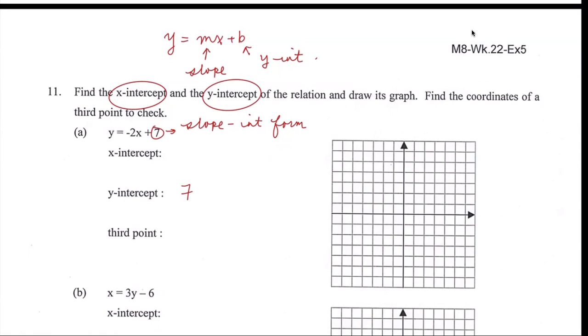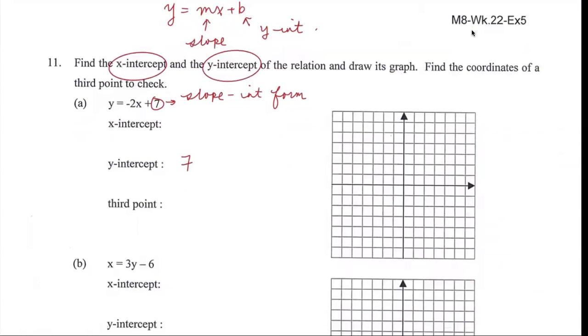The x-intercept is when y is equal to 0. So this means 0 is equal to minus 2x plus 7. If you do the calculation, this means x is equal to 7 over 2. So the x-intercept point is (7 over 2, 0), and the y-intercept point is (0, 7).